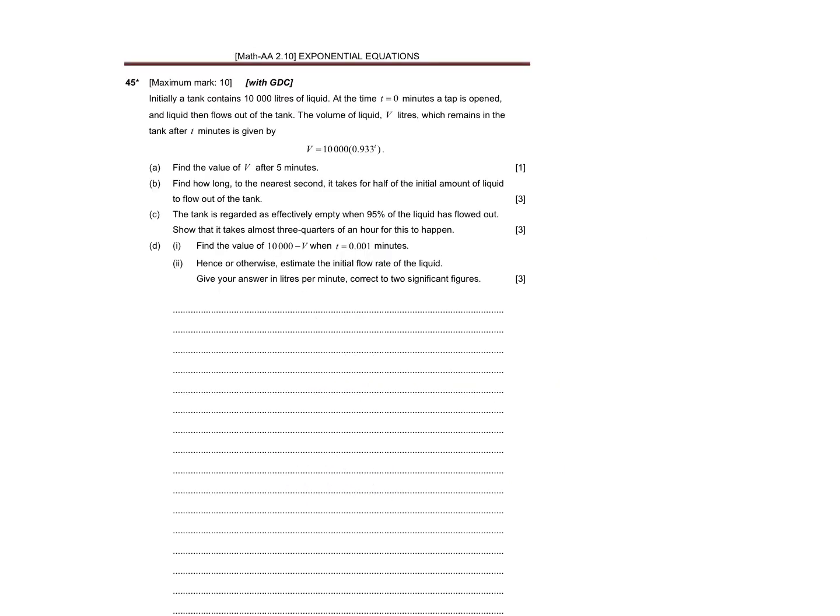All right, 45. Initially, a tank contains 10,000 liters of liquid at time 0 minutes. The tap is open and liquid flows out of the tank. The volume which remains in the tank after t minutes is that. Find the value after 5 minutes. Clearly, we just substitute in t equals 5. For how long, to the nearest second, does it take for half the initial amount of liquid to flow out? So that's going to be at 5,000 because the initial amount is 10,000. And you just need to n solve this for t.